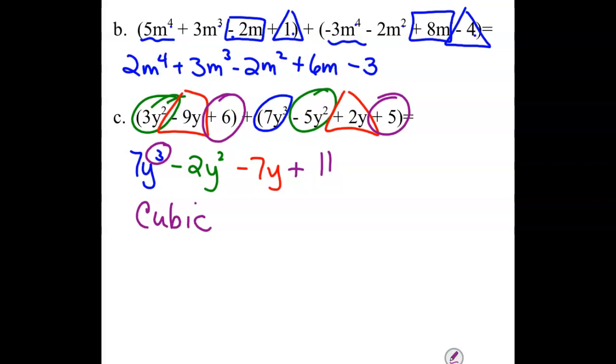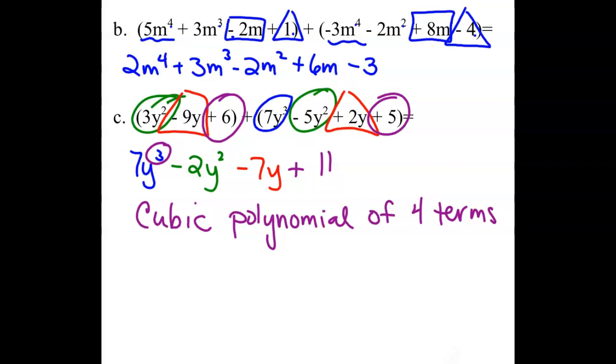How many terms does it have? In its condensed, added together, combining like terms, right? There's 4 pieces. So we say it's a cubic polynomial of 4 terms. Okay? Questions about that? All right, I will get your worksheet out to you.